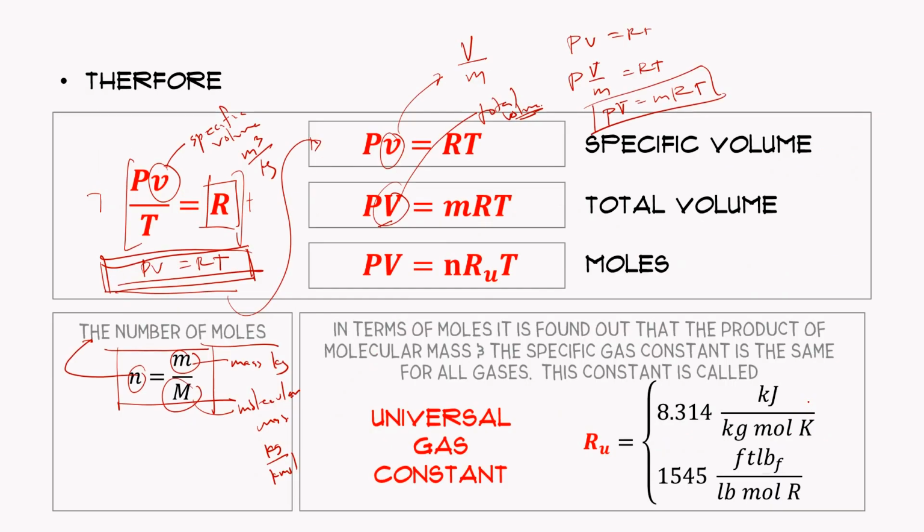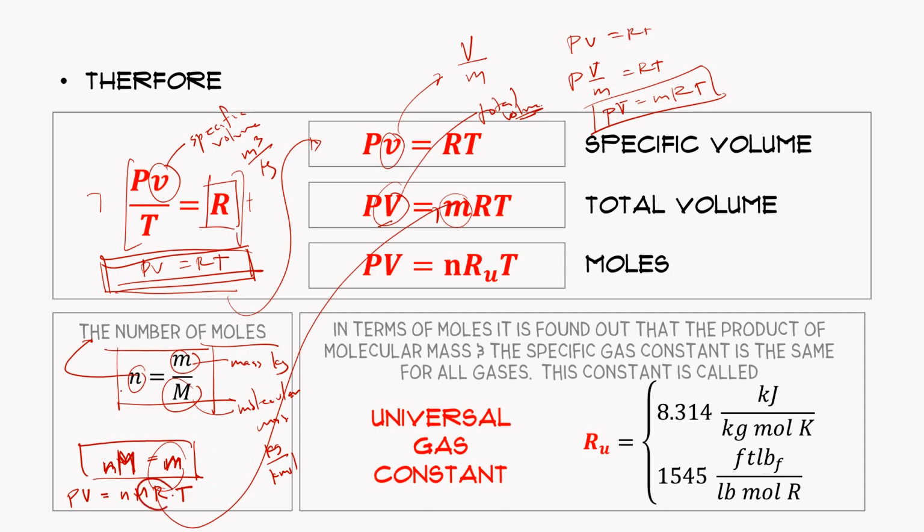So if we substitute the mass here, let's say mass is equal to the number of moles times the molecular weight, from this expression we can derive this. Mass is equal to the number of moles times the molecular weight, or molecular mass. We substitute it here, and what we get is PV is equal to NMRT.